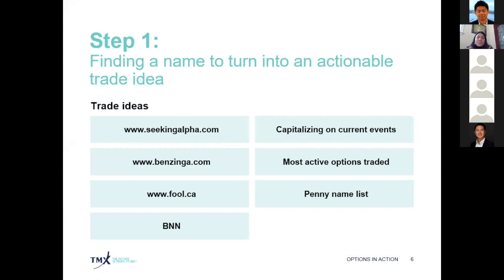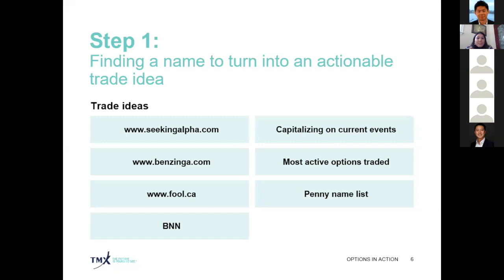Resources such as seekingalpha.com, benzinga.com, fool.ca, BNN. You want to capitalize on current events as well. These are all places where you can find what's happening in the market. Are there certain names that would be a good idea to enter into? Maybe it's something where you want a long-term goal or a short-term goal. Also look at the most active options traded. You can see the daily volume every day on the Montreal Exchange website, which options have been heavily traded under which name, which is a good indicator that something's happening in the market.